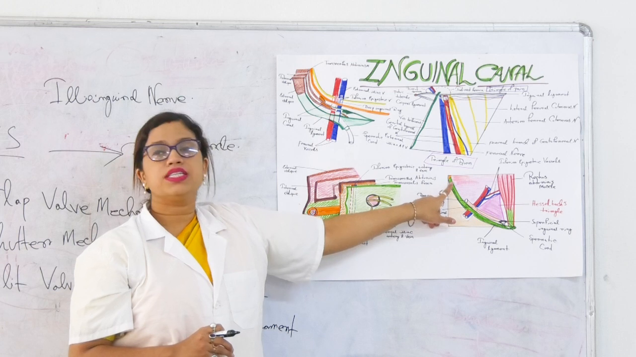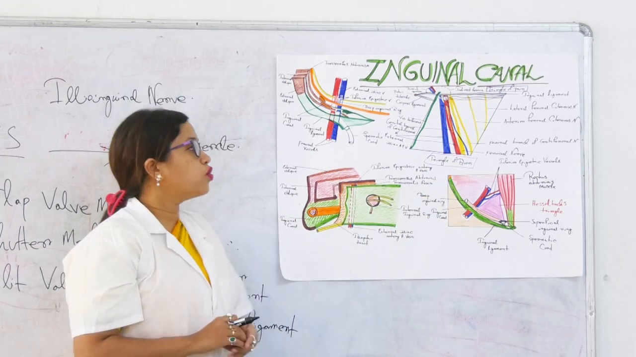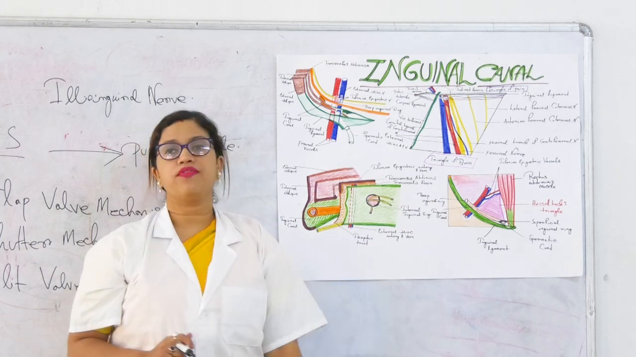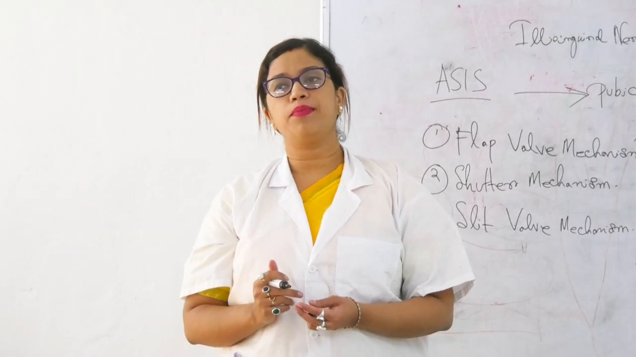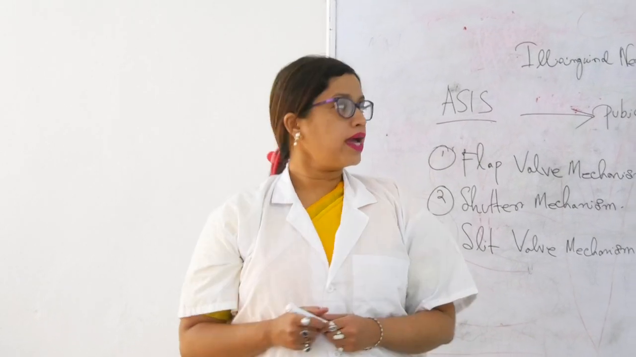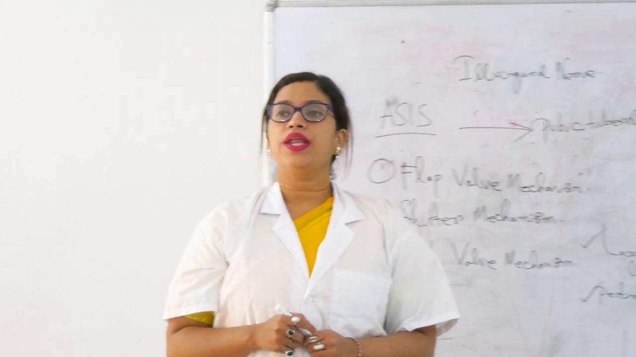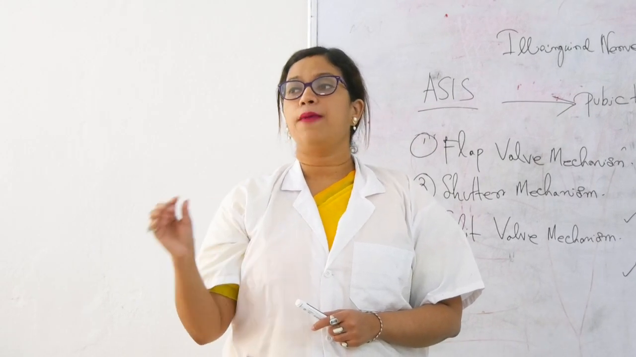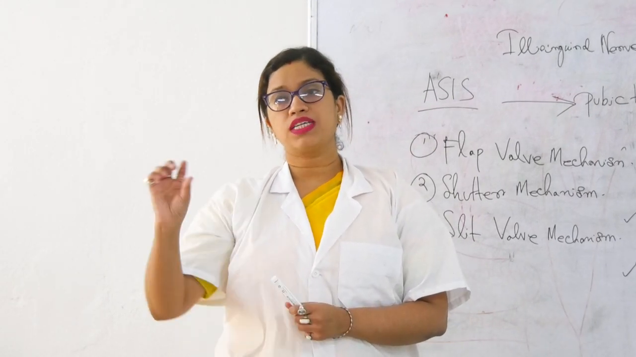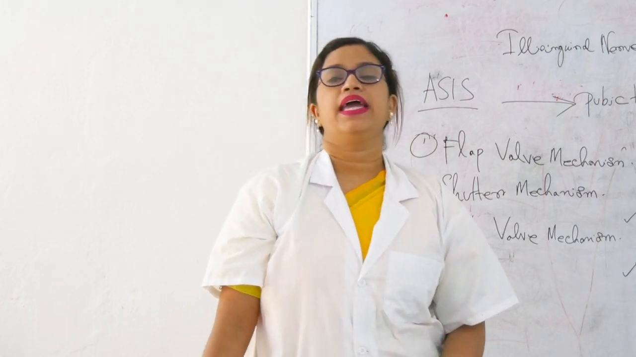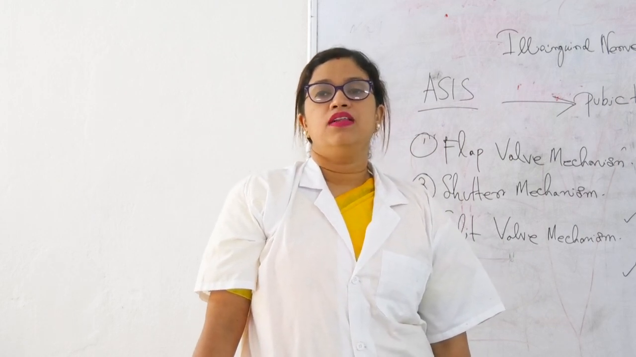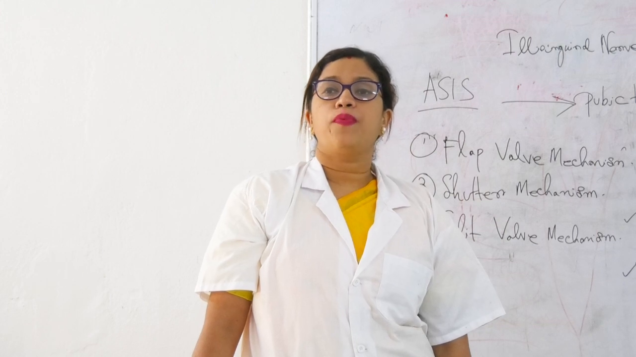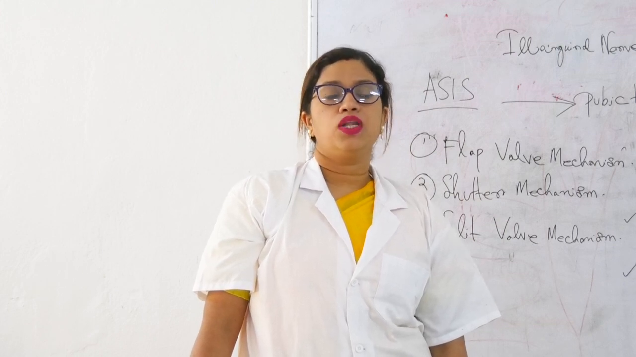From there is the origin of the inguinal ligament. From the pubic tubercle up to 2.5 centimeters, you will get one triangular ligament, just like the inguinal ligament, below that. This is known as the lacunar ligament. And the pectineal ligament, you will get again from the pubic tubercle up to the pecten pubis. Write down the extension: the lacunar ligament extends from the pubic tubercle up to 2.5 centimeters below the inguinal ligament.